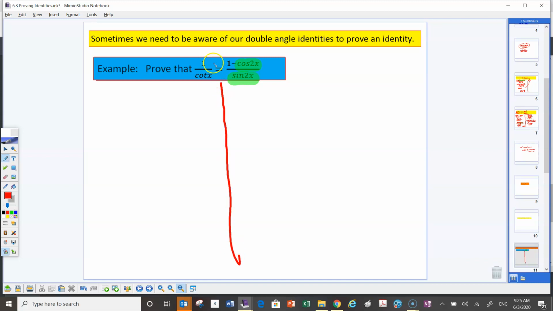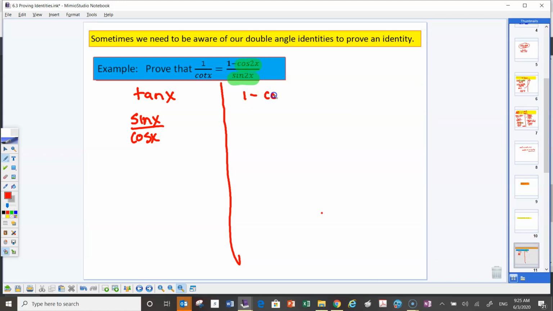And on the left-hand side, I have 1 over cotan, which is our reciprocal identity. Again, 1 over cotan, if I move cotan up to the numerator, it becomes its reciprocal, which is tan. And we know that tangent is really sine over cos. So that's what the left-hand side equals.